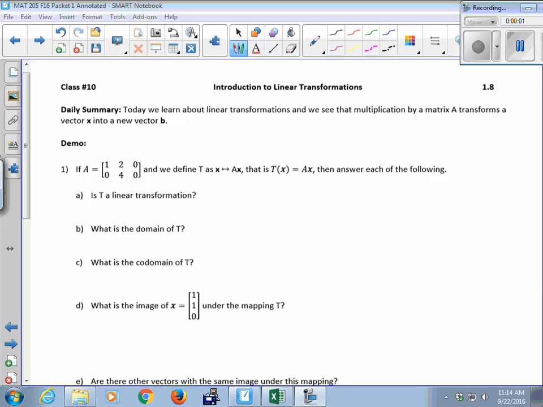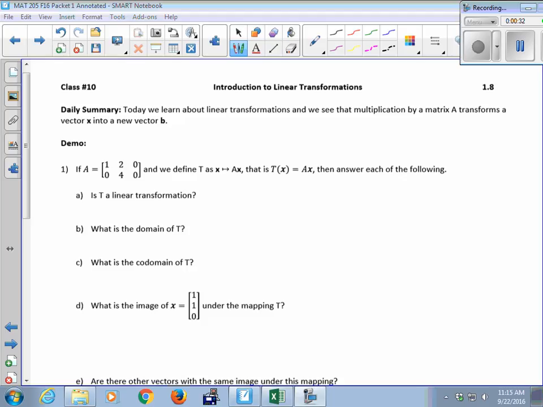We're going to talk about linear transformations, multiplication by a matrix A. We can view this as a transformation. It takes one vector X and transforms it, or maps it, or sends it to a new vector B. So we just think of this like a function. A matrix takes a vector from one space and sends it to a vector in another space, just like a function takes an X as an input and sends it to a Y.